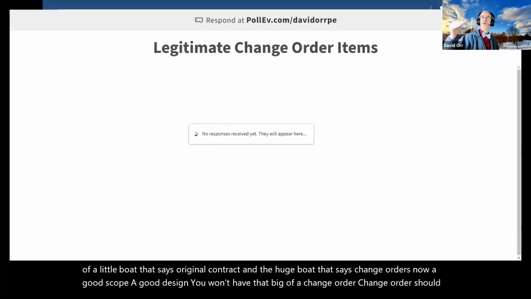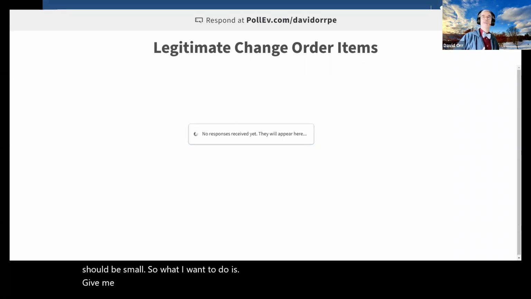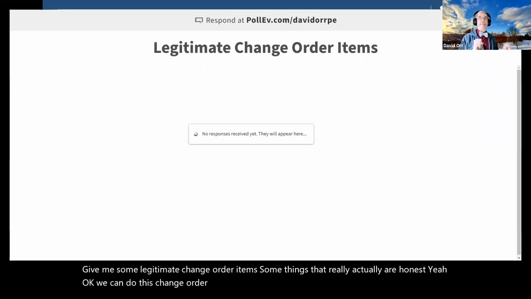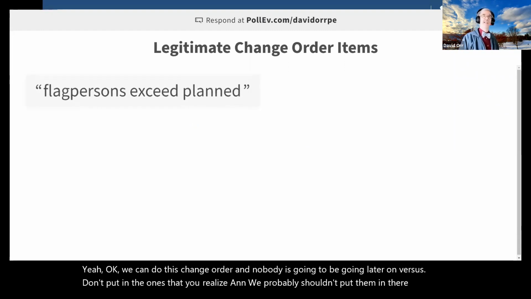So what I want to do is give me some legitimate change order items, some things that really actually are honest. Yeah, okay, we can do this change order and nobody's going to be going, ooh, later on, versus don't put in the ones that you realize we probably shouldn't have put in there. What's a legitimate change order that should have been in the process?